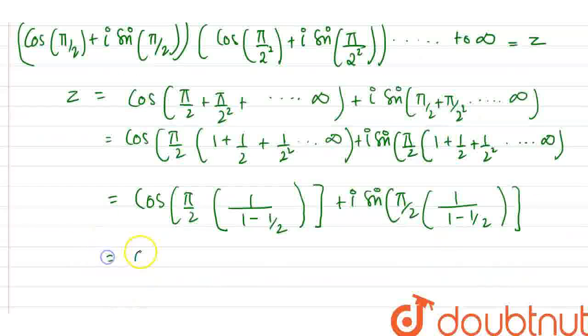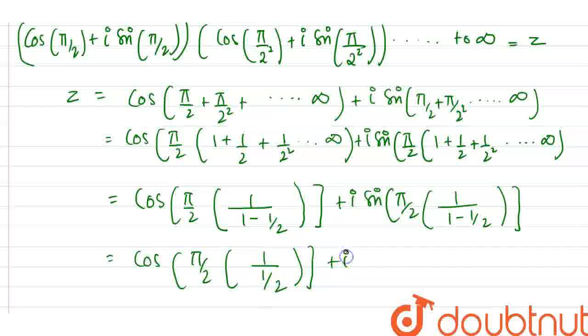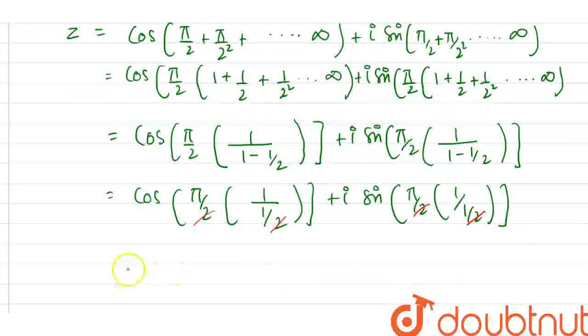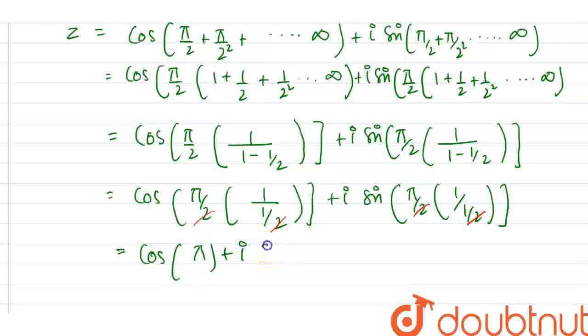So now it is equal to cos of (pi/2 into 1/(1/2)) plus iota sine of (pi/2 into 1/(1/2)), right guys? This 2 and this 2 got cancelled. Similarly this 2 and this 2 got cancelled. So now we are left with cos of pi plus iota sine pi, right guys?